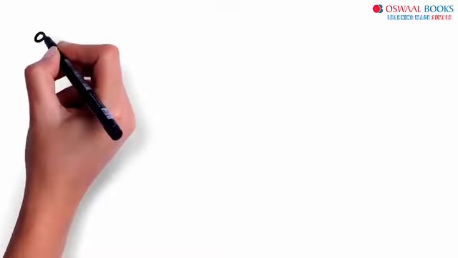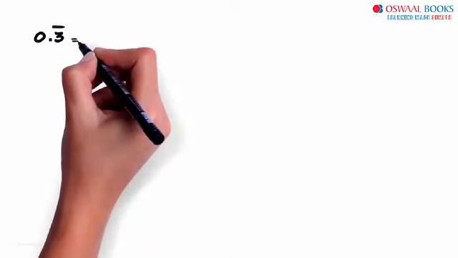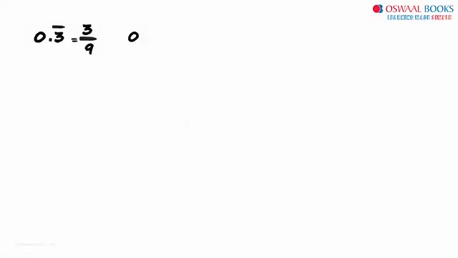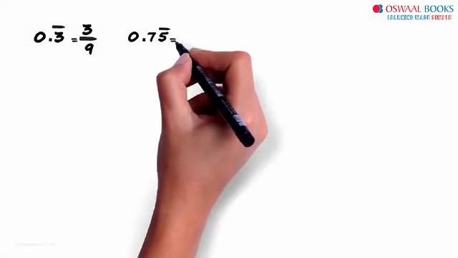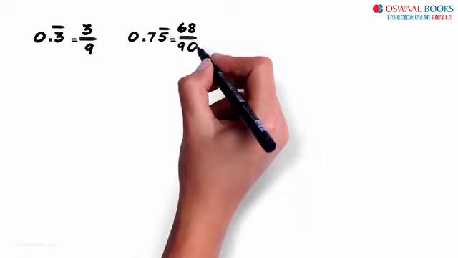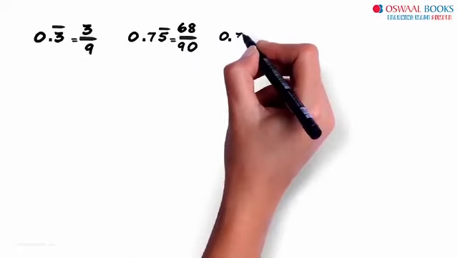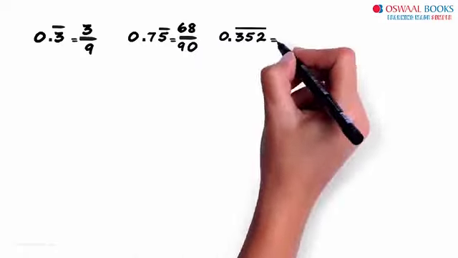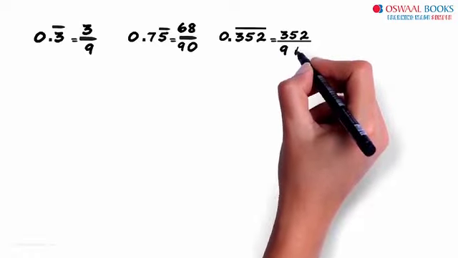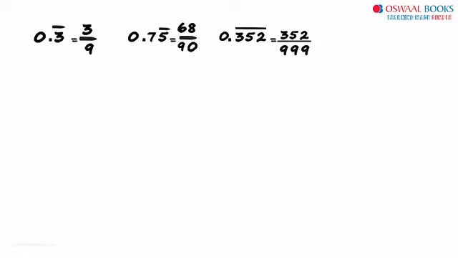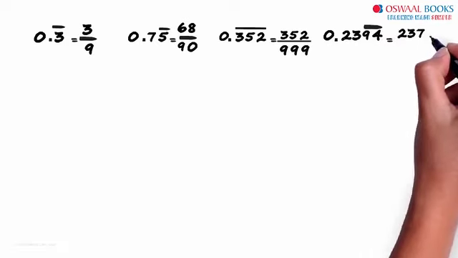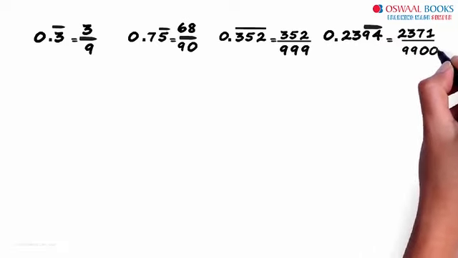We solved 4 sums in the previous 2 parts and got the following answers. 0.3 with a bar over 3 as 3 by 9, 0.75 with a bar over 5 as 68 by 90, and 0.352 with a bar over 352 as 352 by 999. And the last one was 0.2394 with a bar over 94 as 2371 by 9900.